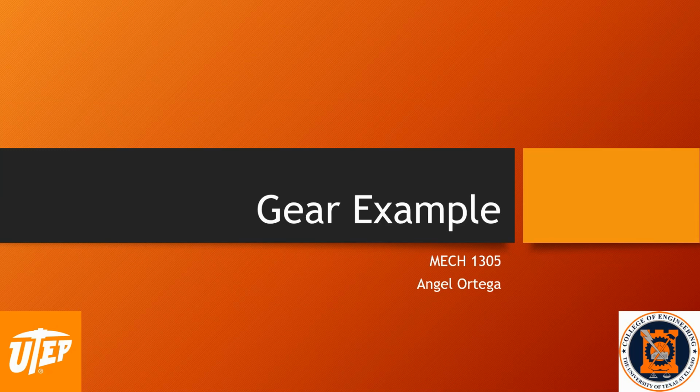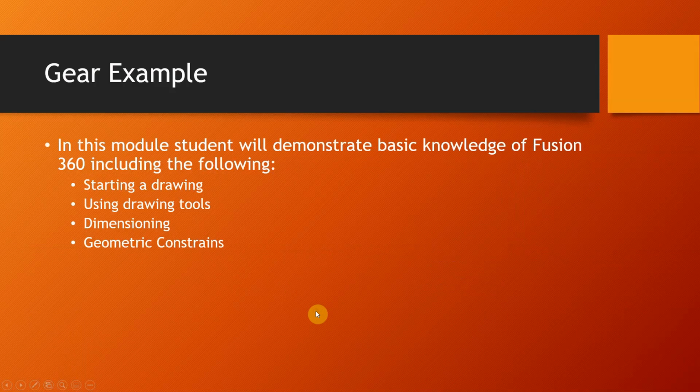Okay, students, in this example, we're gonna sort of combine most of the things we've learned so far. We're gonna start to create this thing called a gear. Most of you might already have an idea of what they look like. So in this example, we'll definitely start looking at drawing tools, dimensioning, geometric constraints, and on top of that, we're gonna use all the little things that we already learned, including the pattern feature.